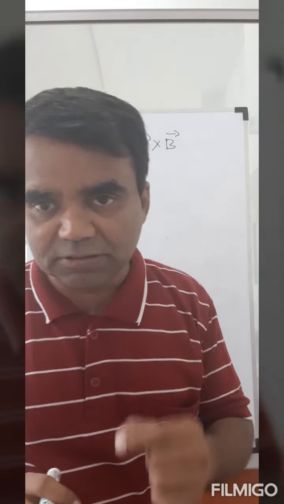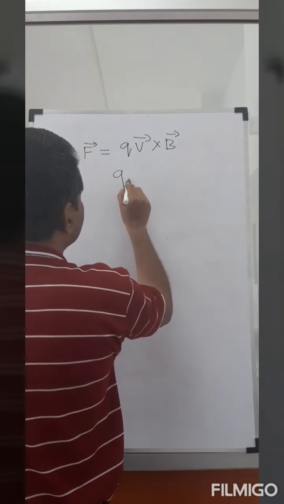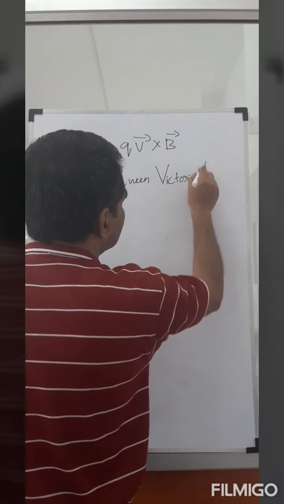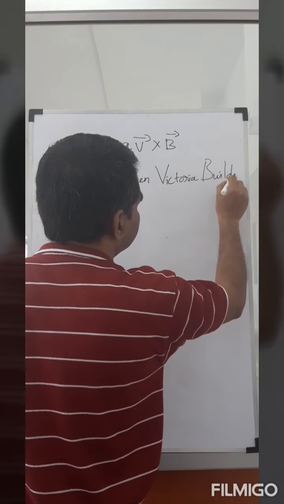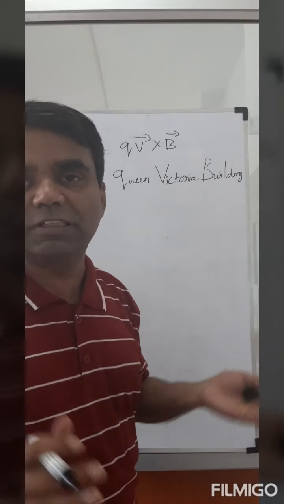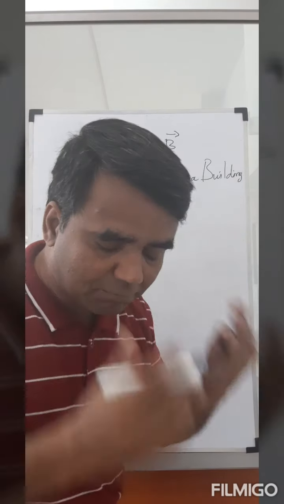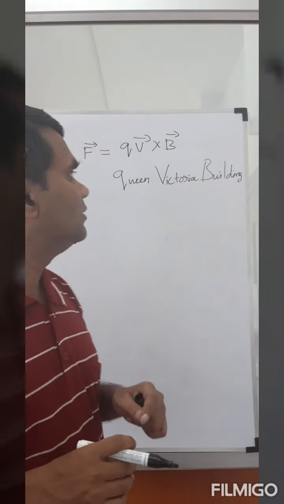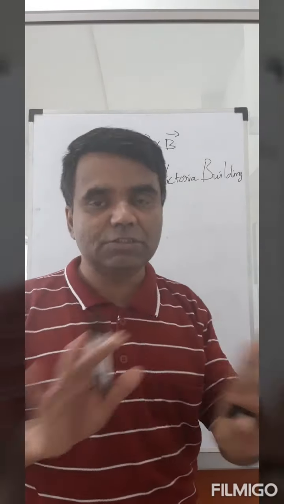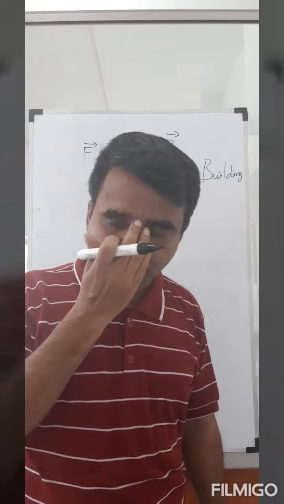I would ask you to remember Queen Victoria Building. Queen, Victoria, Building. So QV cross B. So there is no way you can confuse this with B cross V. So it is always V cross B. So remember this Queen Victoria Building. So there will be no confusion at all as far as this expression is concerned. Okay.